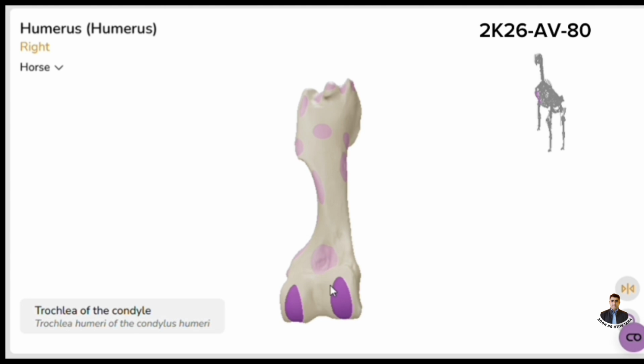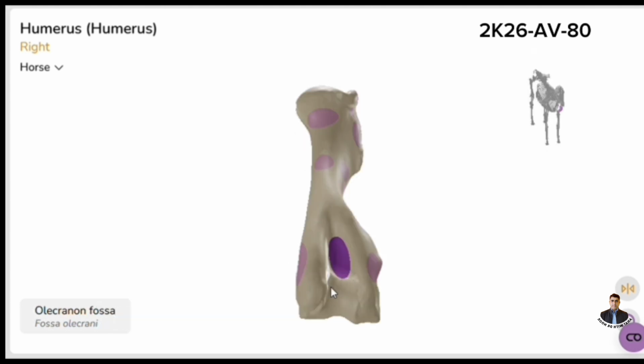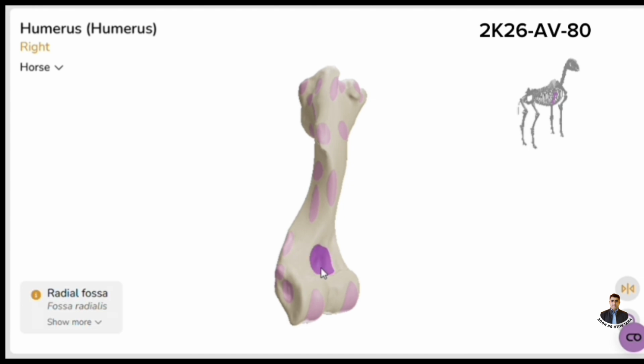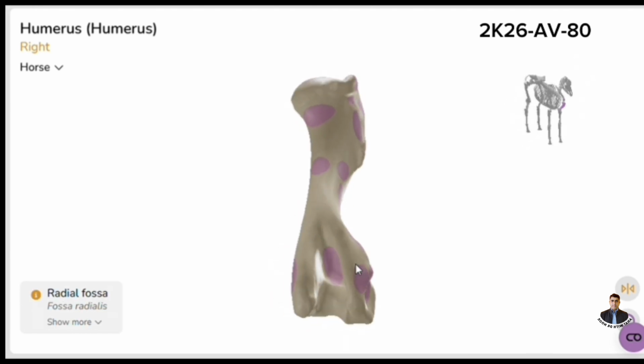Now we can see that there are two fossas. One fossa is called the olecranon fossa and the other is called the radial fossa. The olecranon fossa is present on the caudal side and is deeper than the radial fossa. So the question is how we will differentiate which fossa is the olecranon fossa and which is the radial fossa. The fossa that is deep is called the olecranon fossa and the fossa that is shallow is called the radial fossa.